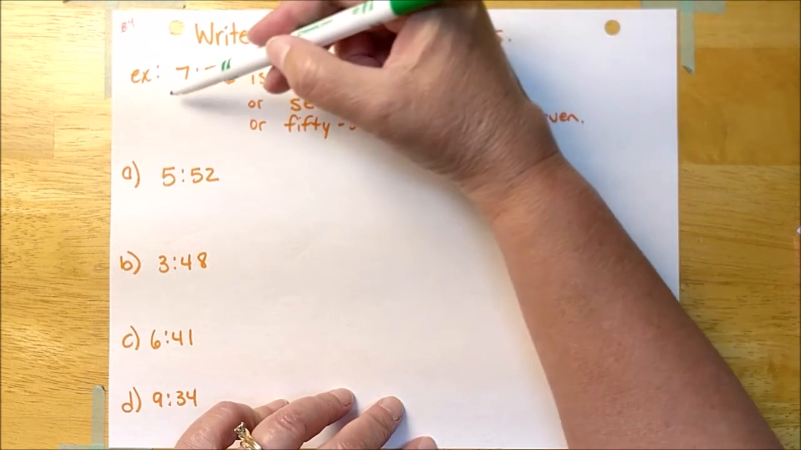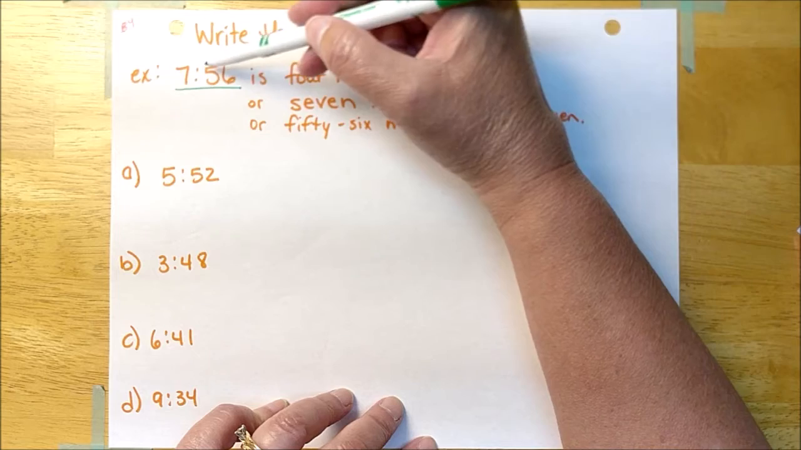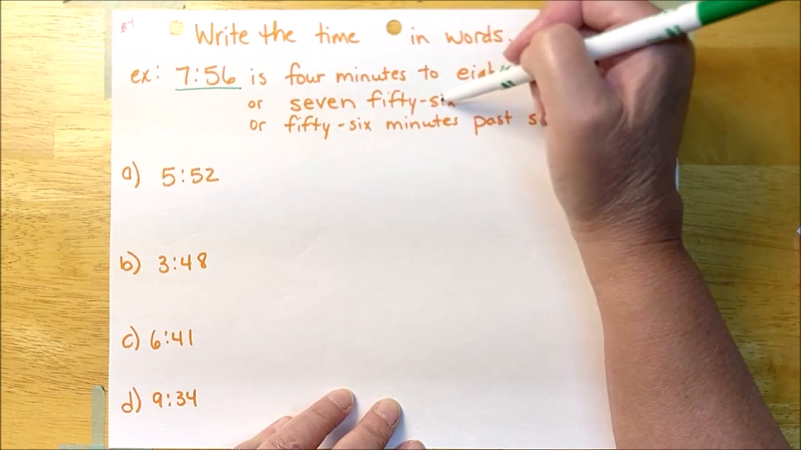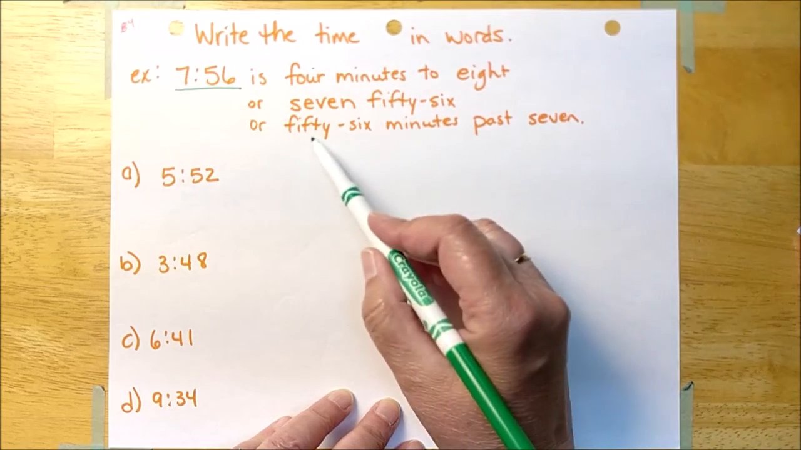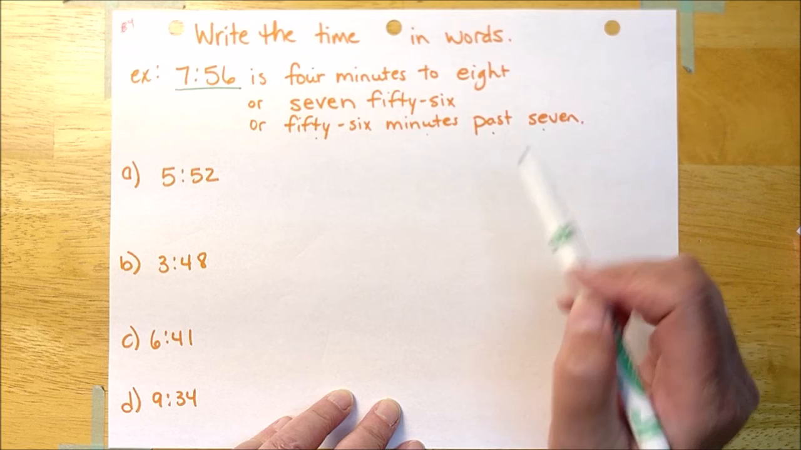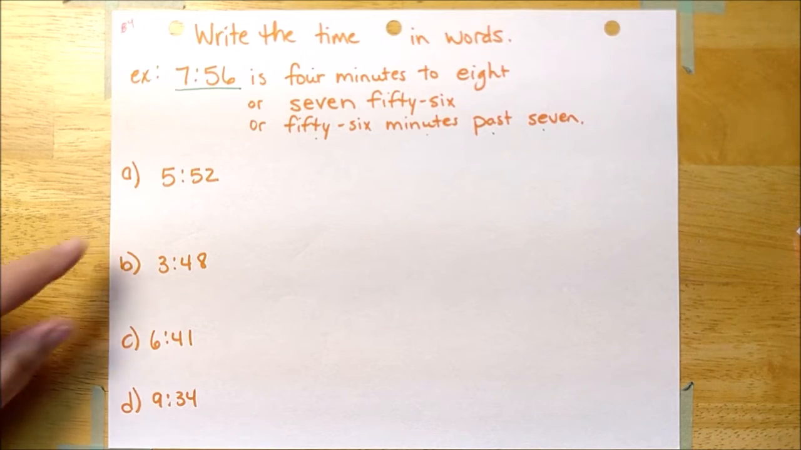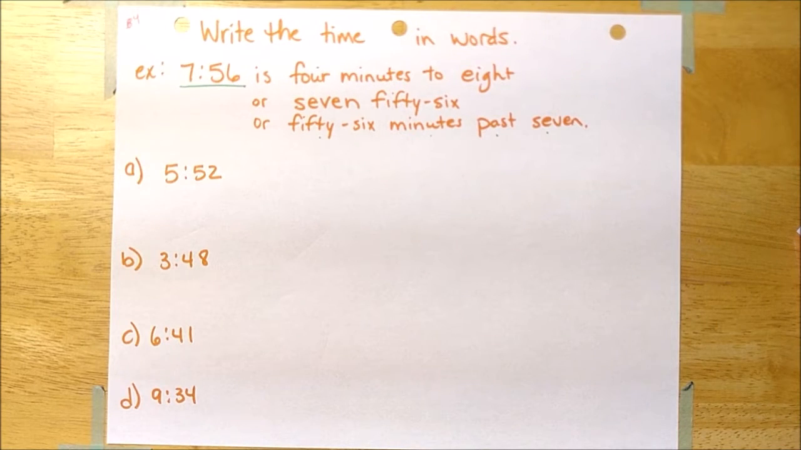So for an example, this is my time, 7:30, the hour is 7 and it's 56 minutes. So I could say that it is 7:56. I could say that it is 4 minutes to 8, or I can say it's 56 minutes past 7. So there are 3 different ways I could write those. So I'm going to ask you to pause and see if you can come up with the 3 different ways to write those times. Okay, go.